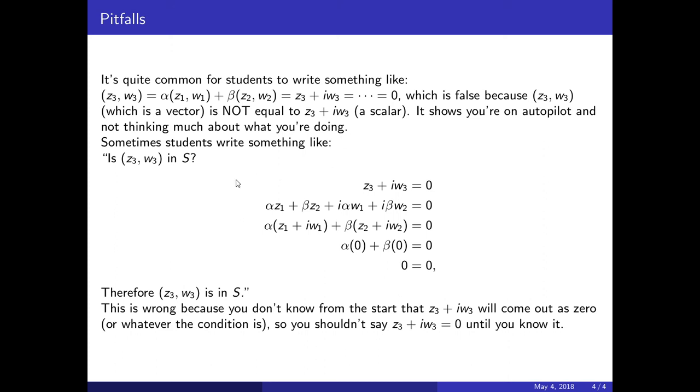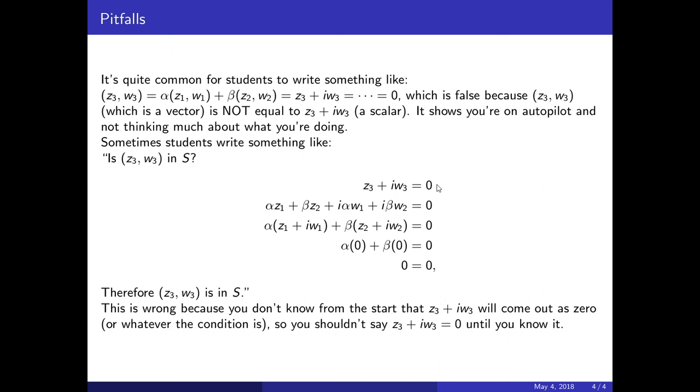The second thing that we sometimes see is when you've got your vector Z3, W3 and you want to know if it's in the space S, people write down the condition as if it's already true. And then they simplify the one side of the equation and get 0 equals 0. And from that they say, well, that shows that the vector is in S. Which is almost right, but we know what you're trying to say. But saying that Z3 plus i W3 equals 0 is not valid at the start of the calculation because you don't know if it's equal to 0 yet.